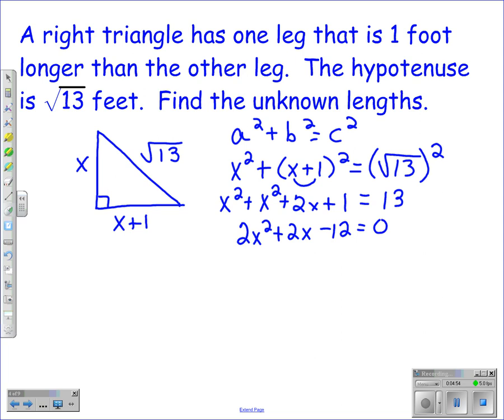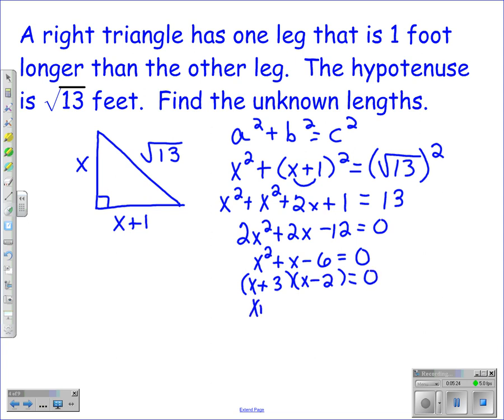This is a quadratic equation. We have many ways to solve it. Quadratic formula, completing the square, we have factoring, square roots if we only had an x squared term. So let's divide everybody by 2 and have x squared plus x minus 6 equals 0. And in fact, I can factor this pretty easily. That will be x plus 3 and x minus 2 equals 0.